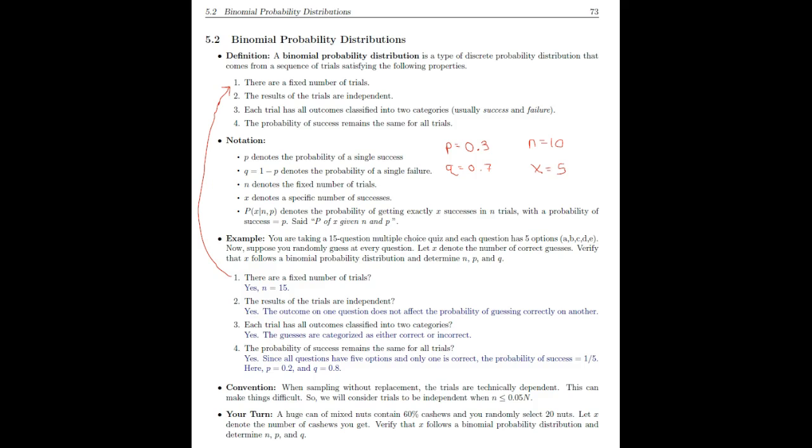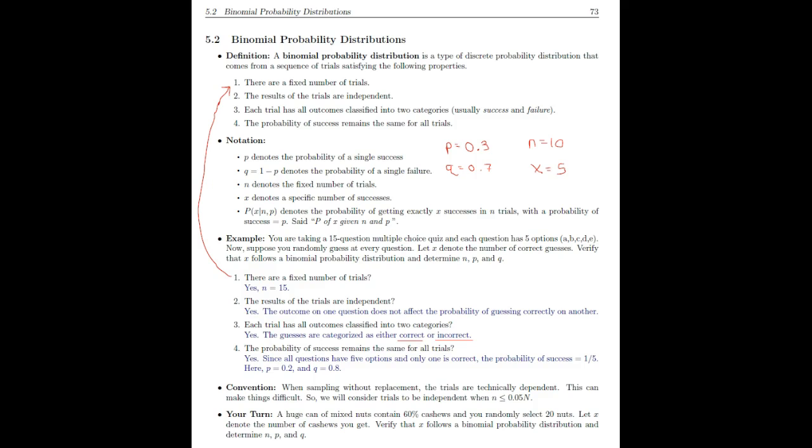Part 3. Does each trial have outcomes classified into 2 categories? Yep, you either get the question right or get the question wrong. There's only one thing that'll be a success, getting it correct, and there are 4 options that would be incorrect, or a failure. But you have these 2 essential categories, correct or incorrect, which would be your success or failure.